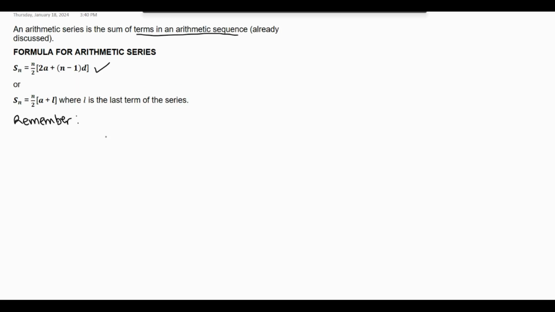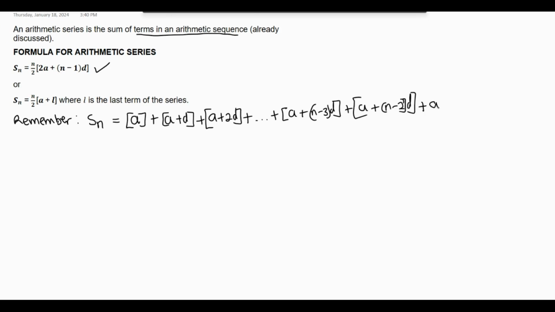Remember that in Sn we are adding all the terms of the series. The first term is a, plus the second term, which is a plus d, since it's 2 minus 1, and you remain with 1d. The third term is a plus 2d, and it goes on like that. You add the terms till, let's say, the third last term, which is a plus (n minus 3)d, then the second last term, a plus (n minus 2)d, and the last term, a plus (n minus 1)d.